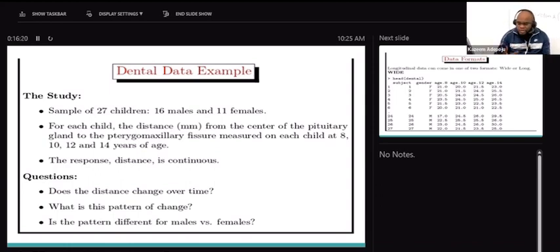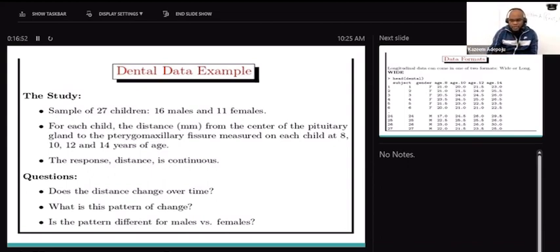Now, we have some research questions in mind. Whenever we are conducting research, we basically want to provide practical answers to practical problems. And what are the questions we have identified? Question number 1: does the distance change over time? Over time means as a child is growing up, is there a significant change in the distance that we're talking about?